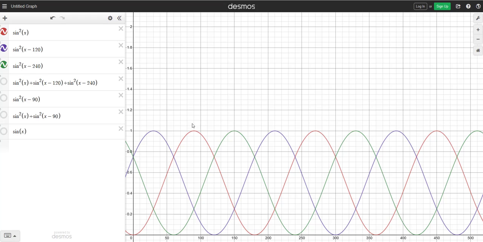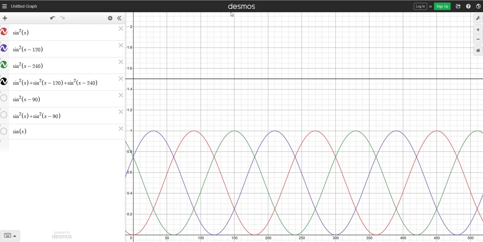Remember, I mentioned in the video on three-phase generators that the total power of the machine ends up being, again, a flat line, but it's 1.5 times the peak power for any particular phase. So if I turn on my graph here that's showing sine squared x plus sine squared x minus 120 plus sine squared x minus 240, we see a flat line, and it's happening right up here at 1.5. So 1 being the peak, this is 1.5 times the peak value.